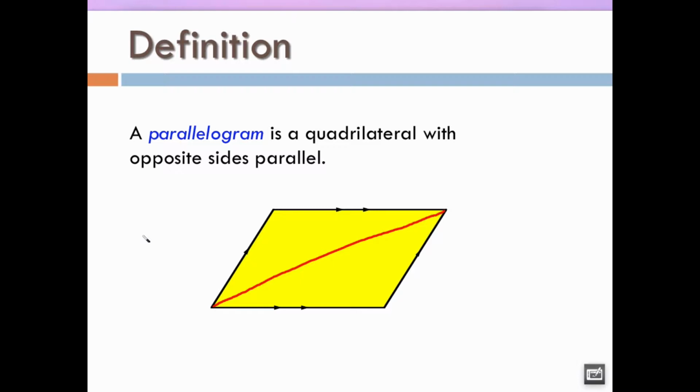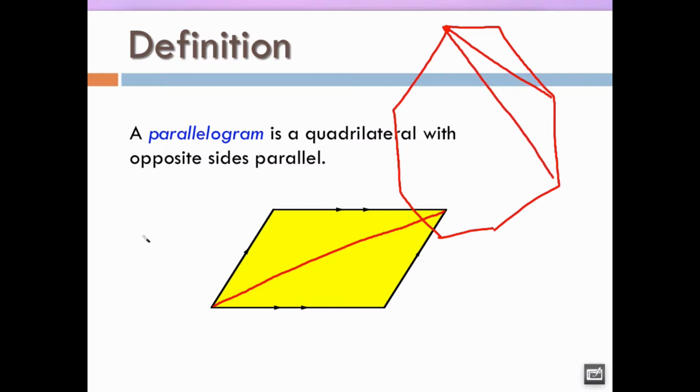Go ahead, Dan. It's a line segment that splits a parallelogram into two triangles. That works in this case, but we also have a whole bunch of different scenarios for diagonals. Suppose I have an octagon, and I go from this point. These are all diagonals. So a segment that splits a polygon into triangles. But if I look at this one particular diagonal, it doesn't split it into triangles.